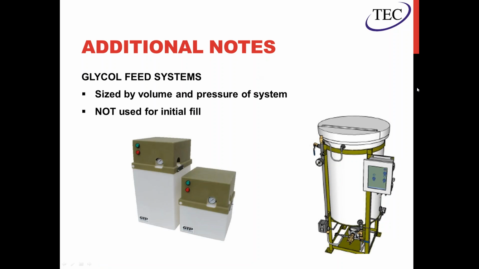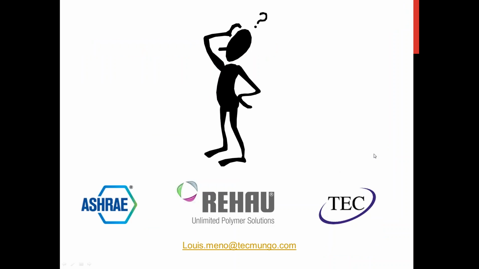Glycol feed systems, obviously the systems need to be glycol. In most residential and commercial systems, we're typically recommending just a small residential style feeder. You do not need to go with a full overblown thing.